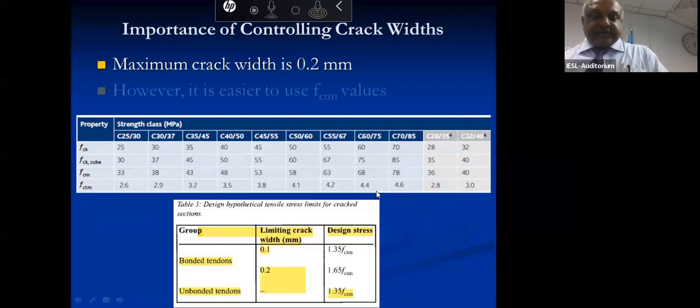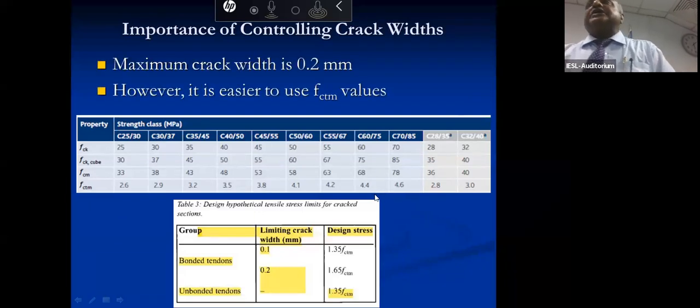For tension, crack width is important. Here you can see we generally rely on fctm, the mean tensile strength, for crack control. In class 2 structures, we allowed for post-tensioning 0.36 square root of fcu, which came to about 2.5, 2.8 newtons per millimeter squared. And here you can see we are again allowing a similar range.